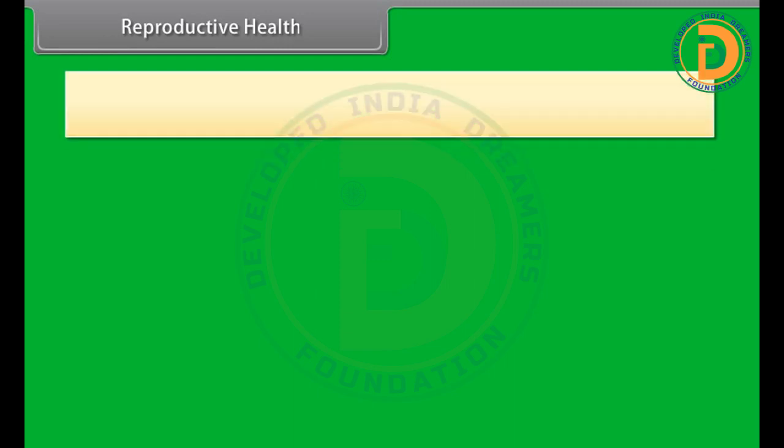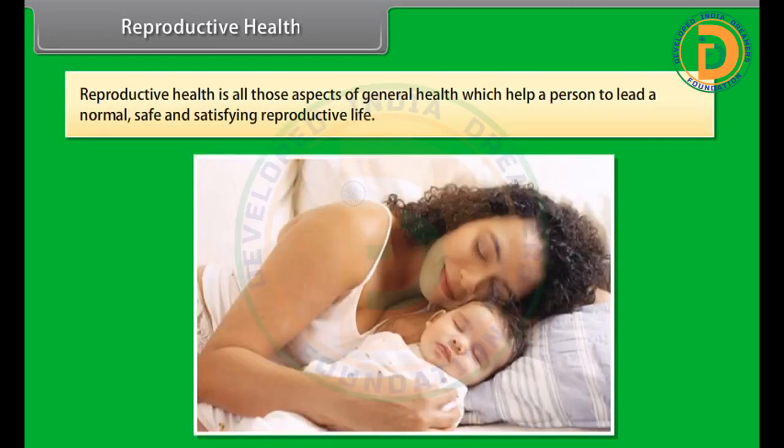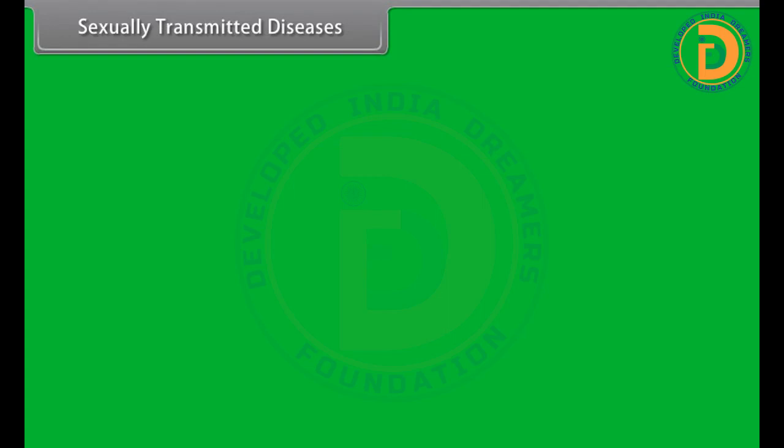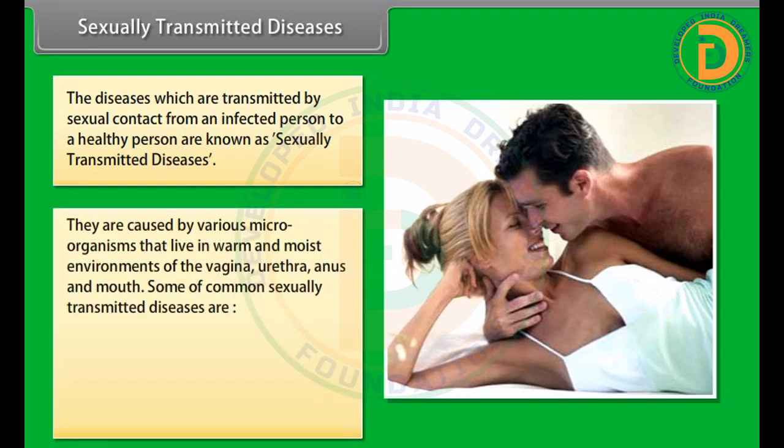Reproductive health. Reproductive health is all those aspects of general health which help a person to lead a normal, safe, and satisfying reproductive life. Sexually transmitted diseases. The diseases which are transmitted by sexual contact from an infected person to a healthy person are known as sexually transmitted diseases. They are caused by various microorganisms that live in warm and moist environments of the vagina, urethra, anus, and mouth. Some of the common sexually transmitted diseases are gonorrhea, syphilis, trichomoniasis, AIDS.